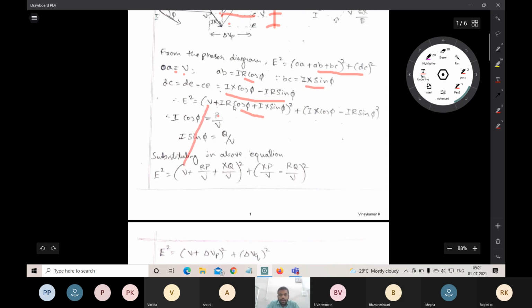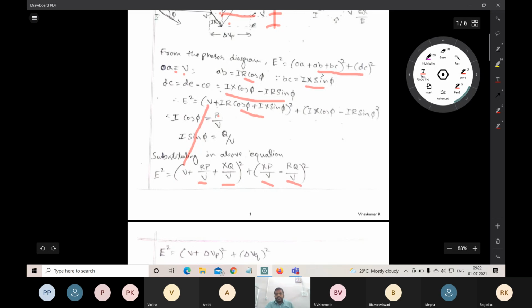Okay, OE square is equal to V plus R. Let R be as it is. I cos phi is P by V, so PR by V. Similarly, here also we have I sin phi. What is I sin phi? That is Q by V, so XQ by V. Here also IX cos phi, we have I cos phi, that is P by V, then XP by V. Here also RQ by V. I hope people got the steps.